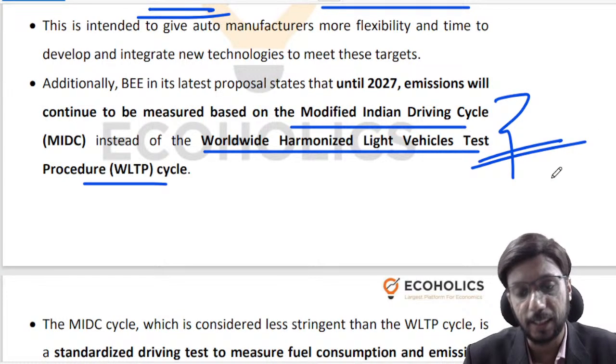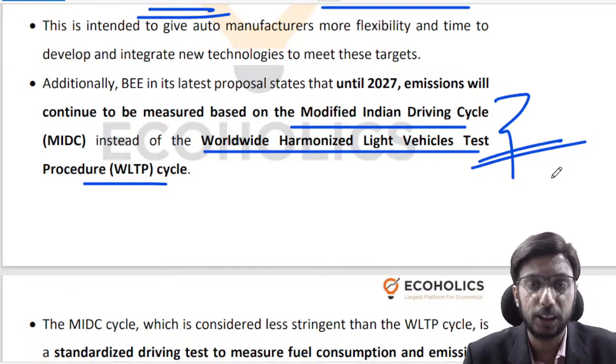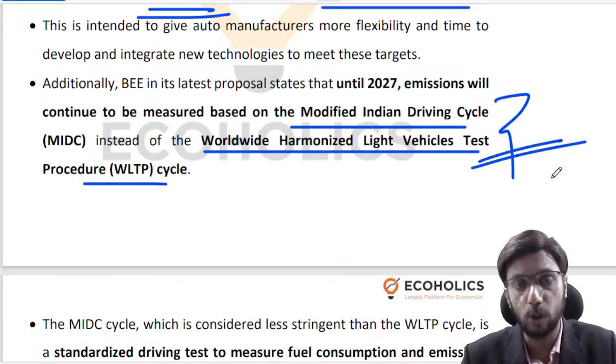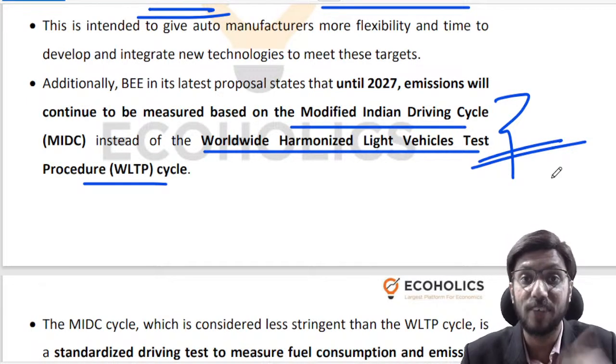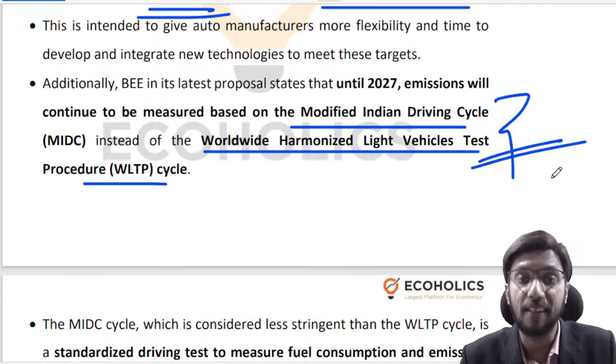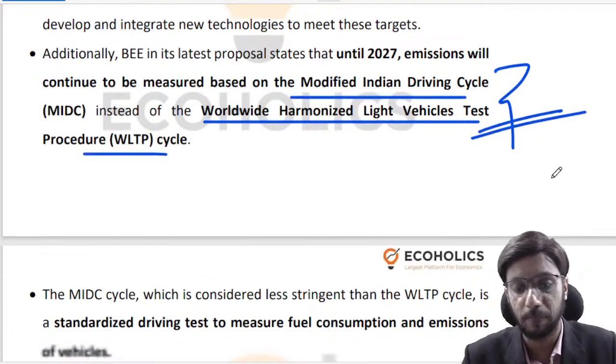So essentially, see, if you want to check how much emission is coming from vehicles based upon the distance that they're covering, how do you exactly go about measuring that? So there are different ways of doing that. So one is MIDC, which is very much the Indian way of doing things. And then there is a global way of doing things, that is WLTP. So MIDC is less stringent than WLTP, right?